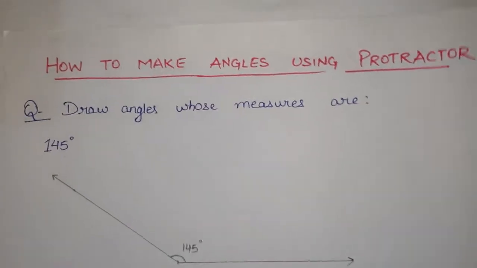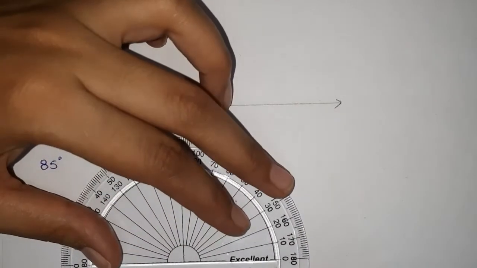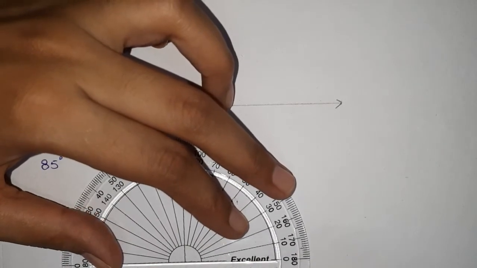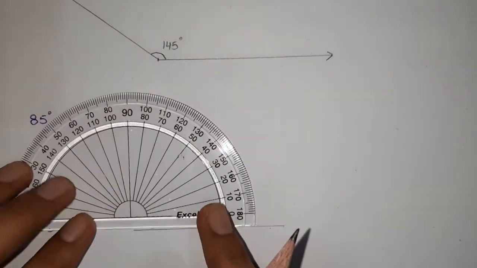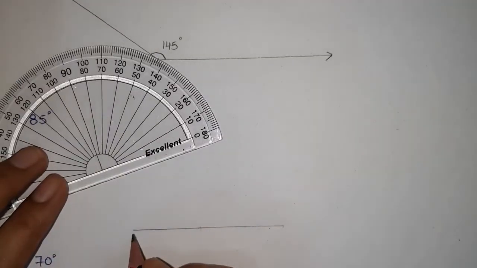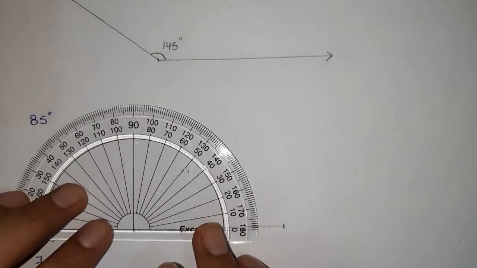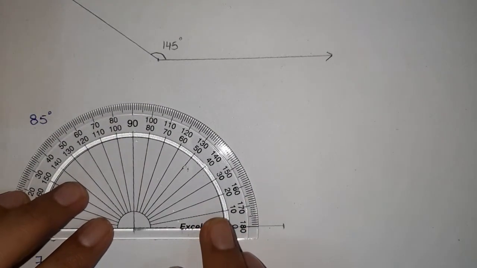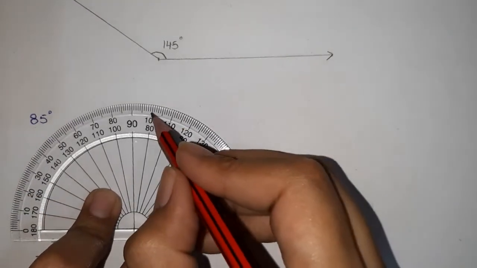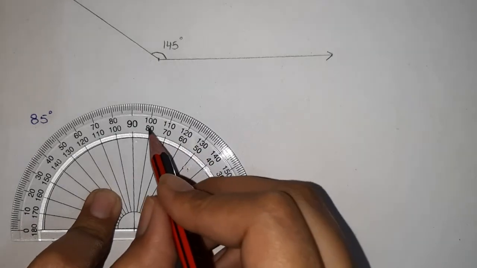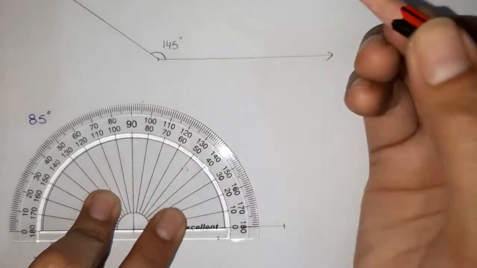Now let us make an angle of 85 degrees. First we have to make a straight line. Okay. Then we will put a small line for a dot for our convenience. That's it. 0 on this side, 80 and 90, so 85 is this one.